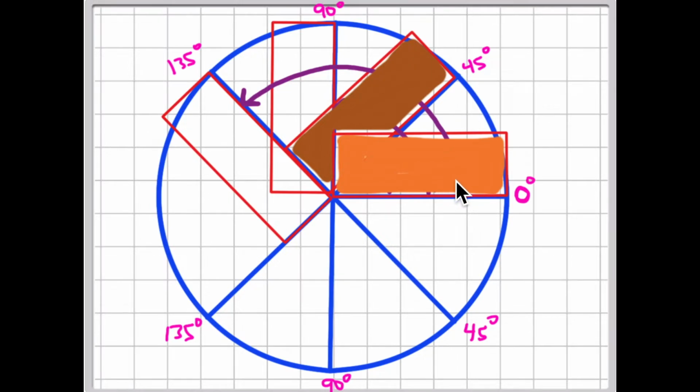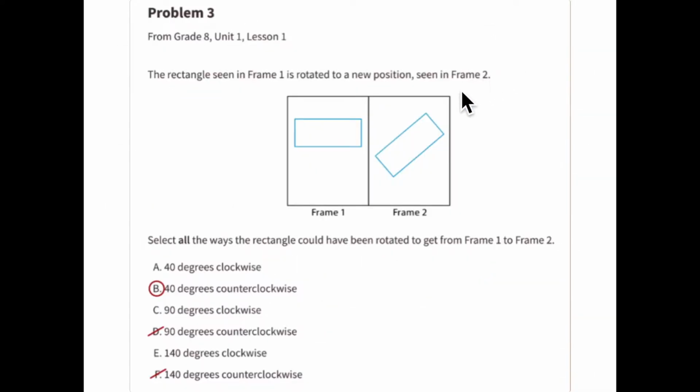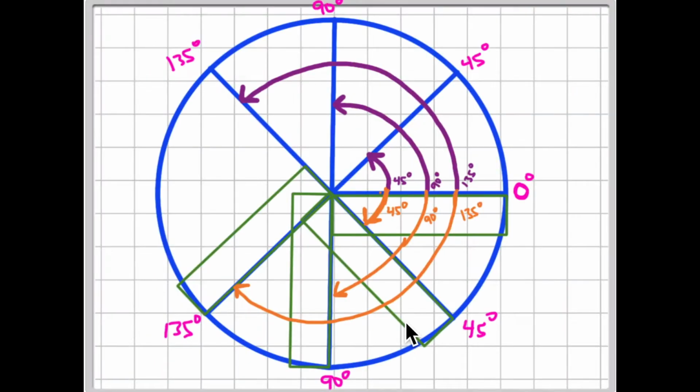So one of the answers is 45 degrees counterclockwise, and it's written as 40 degrees counterclockwise. So 40 degrees counterclockwise is the correct answer. 90 degrees counterclockwise is not, and 140 degrees counterclockwise is not. Okay, so now we're going to rotate the rectangle clockwise and see what happens.